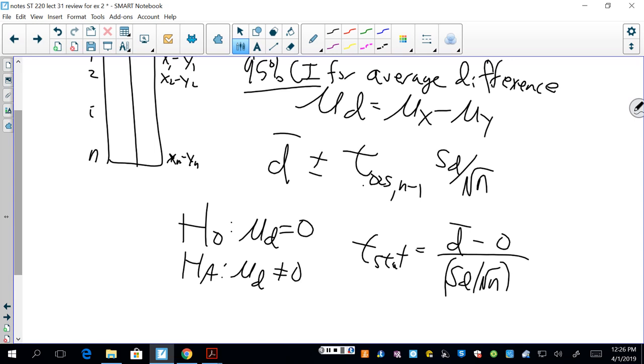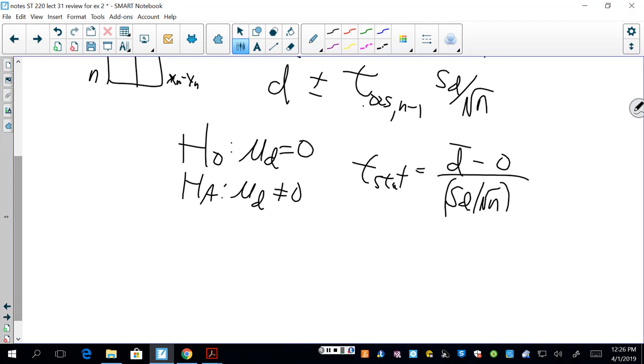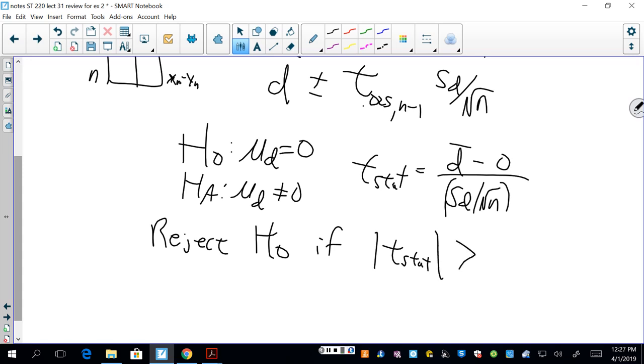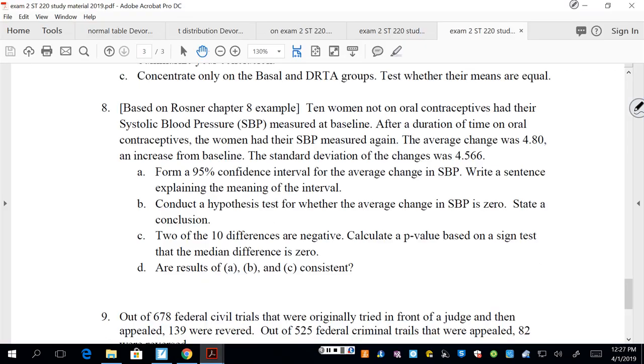Okay. So you said that you reject if the t-stat value is too extreme. So how much is too extreme? We're going to reject H0 if the absolute value of this thing is greater than this cutoff value, 0.025 with n minus 1 degrees of freedom. So in that example, this one had 10 women in here, so n is 10. Average change, D bar here, standard deviation is here.